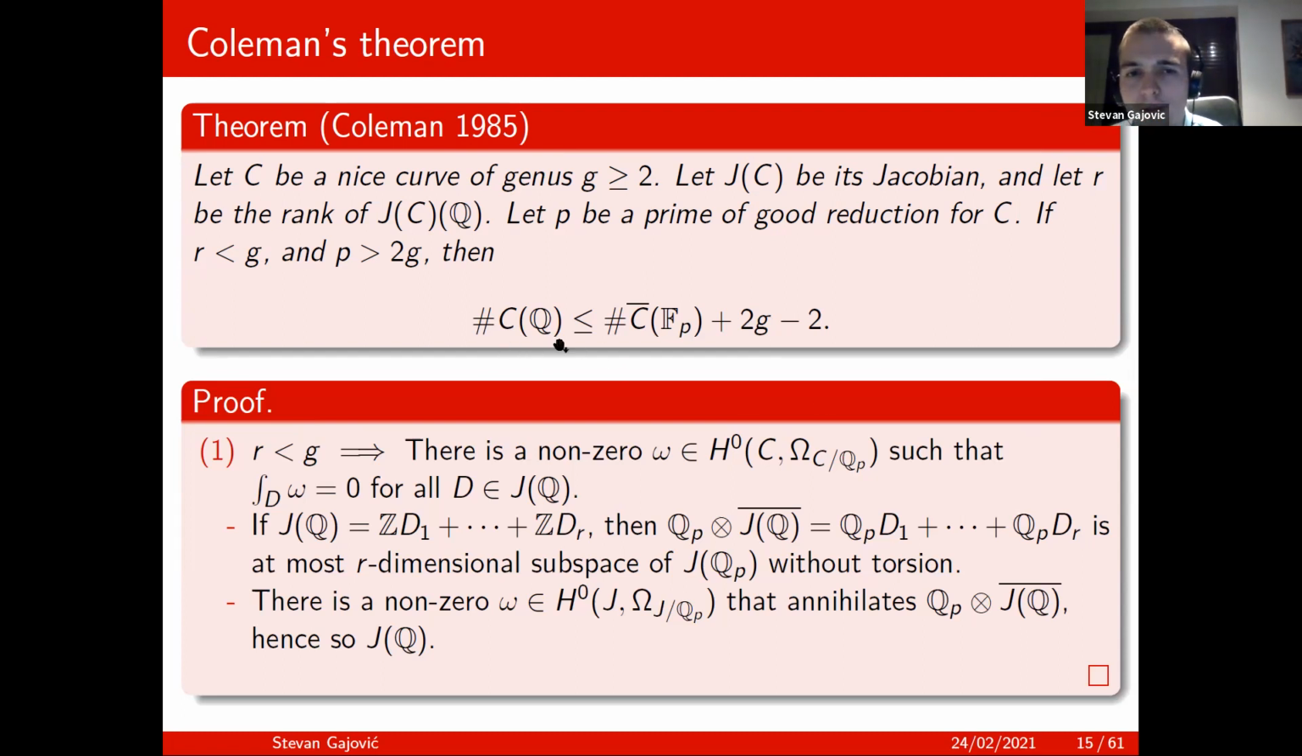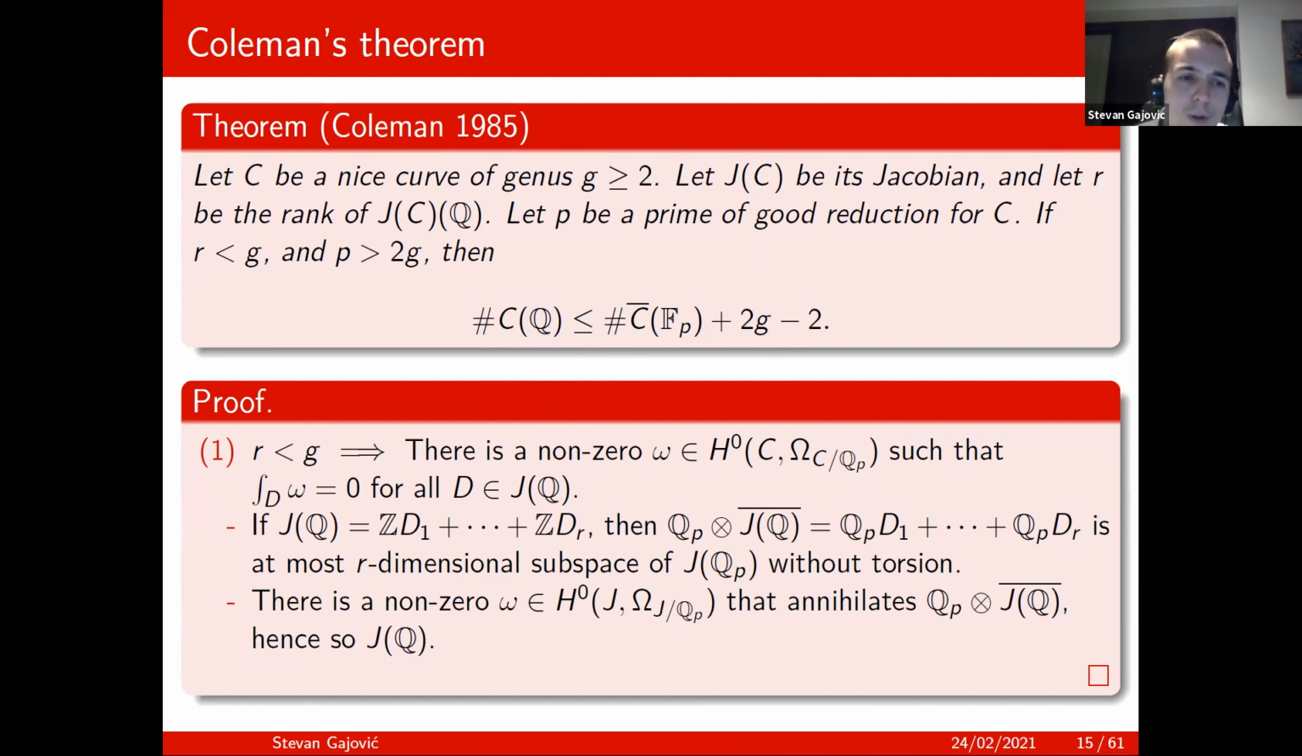Then there is a bound on the number of rational points. The number of rational points is less than or equal to 2g minus 2 plus the number of F_p points. And that is a brilliant result. This is a sketch of the proof.